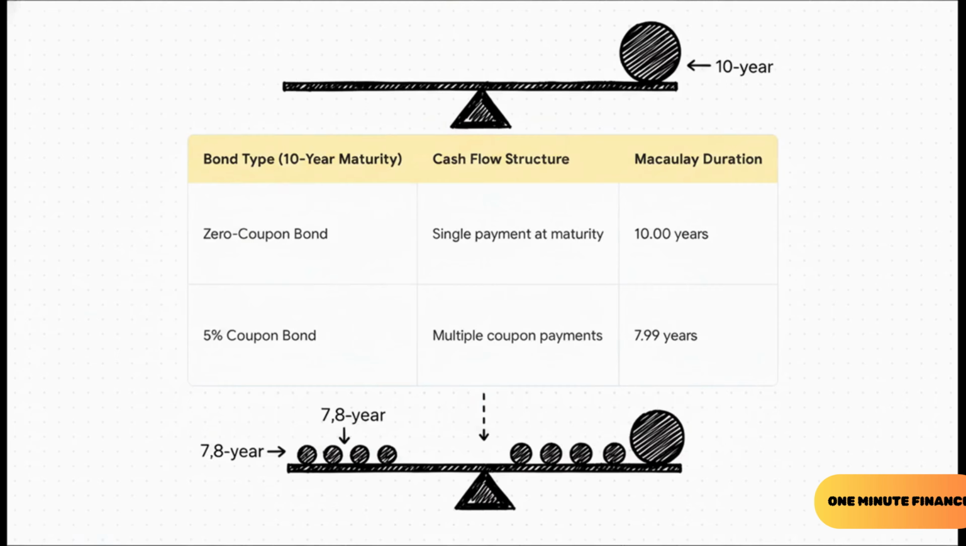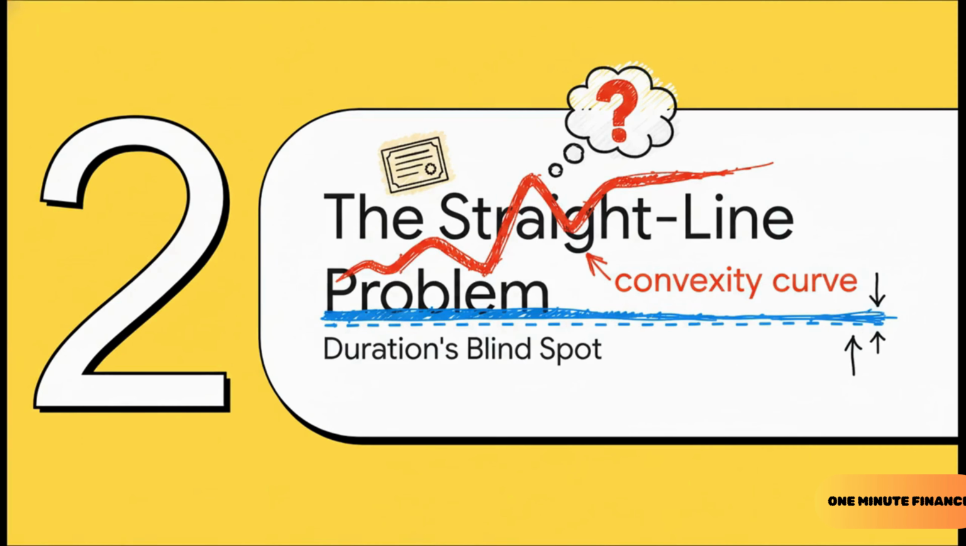And this shows perfectly how different bonds can balance in totally different ways. Let's take a 10-year zero-coupon bond. It only has one payment, right? One giant weight right at the 10-year mark. So its balance point, its duration, is exactly 10 years. But now, think about a 10-year bond that pays out high coupons. It's got all these smaller weights spread out along the plank. Those earlier payments literally pull the balance point closer to you, giving it a much shorter duration, maybe something like 7.8 years.